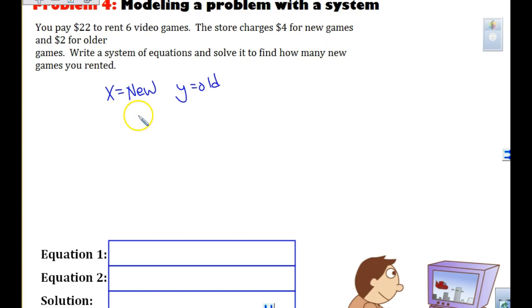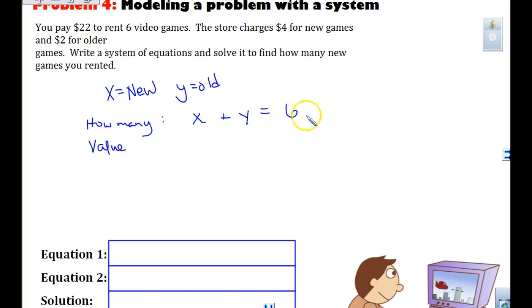So, first thing, you want to think of your first equation as being how many you rented. Do we have any idea how much of either one we rented? We know that the two have to total 6, so it either has to be like 2 and 4, or 4 and 2, or 3 and 3, or 1 and 5, or 0 and 6, right? So, x plus y equals how many games? 6. First equation. When you do your equations for story problems, the next one deals with the value.